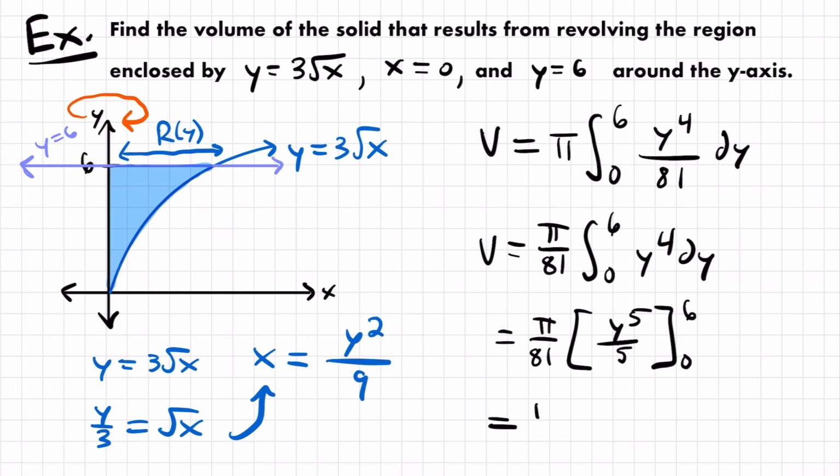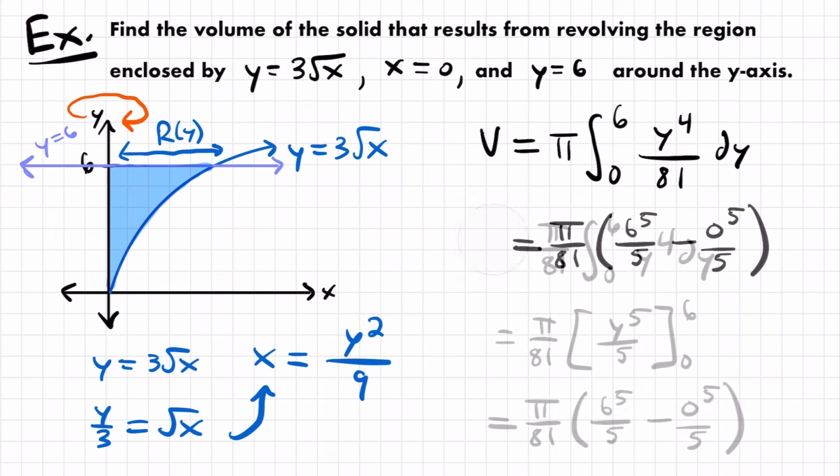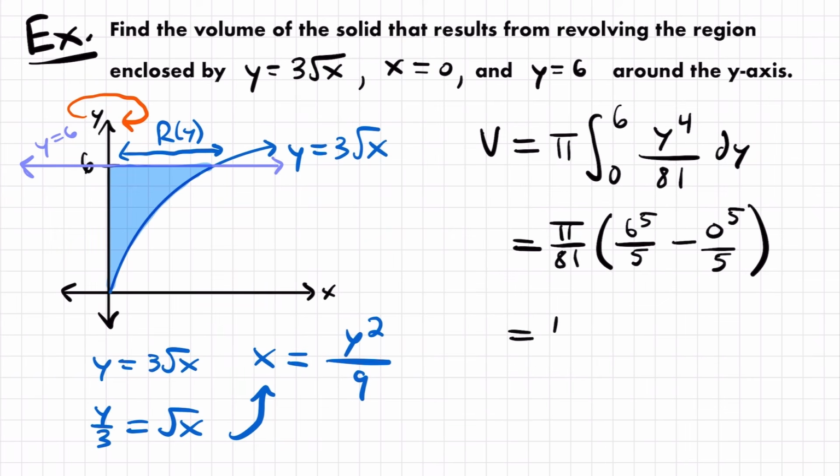And so this will be equal to pi divided by 81 times 6 to the 5th power divided by 5 minus 0 to the 5th power divided by 5. And so if we clean up our work once again, we can simplify further, and this will be equal to pi divided by 81 times 6 to the 5th power, which if you plug into your calculator is 7,776, and that will still be divided by 5. And then we will be subtracting 0 to the 5th power divided by 5, but that's just equal to 0, right? 0 to the 5th power is 0, divided by 5 is still 0. So we would be subtracting 0, but we don't really need to write that, and so I'll close that.